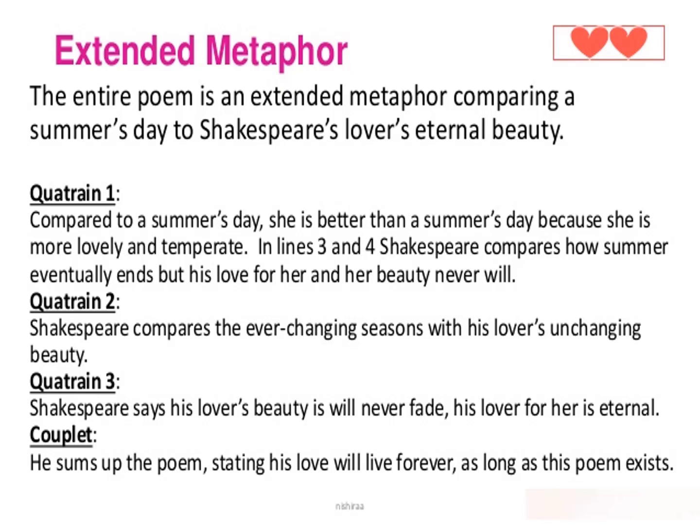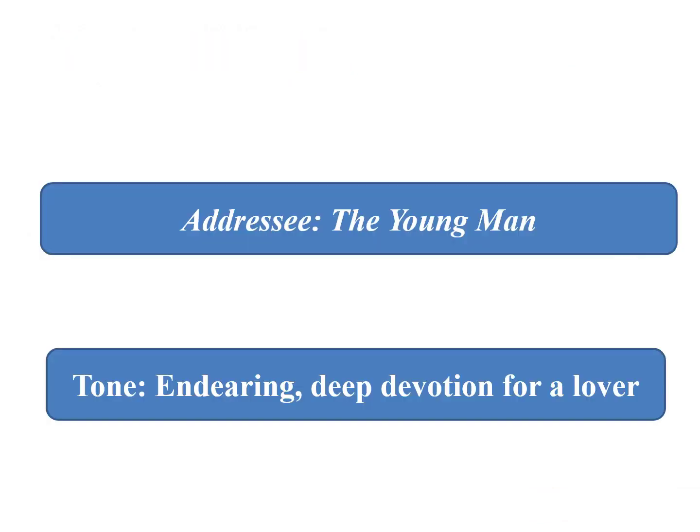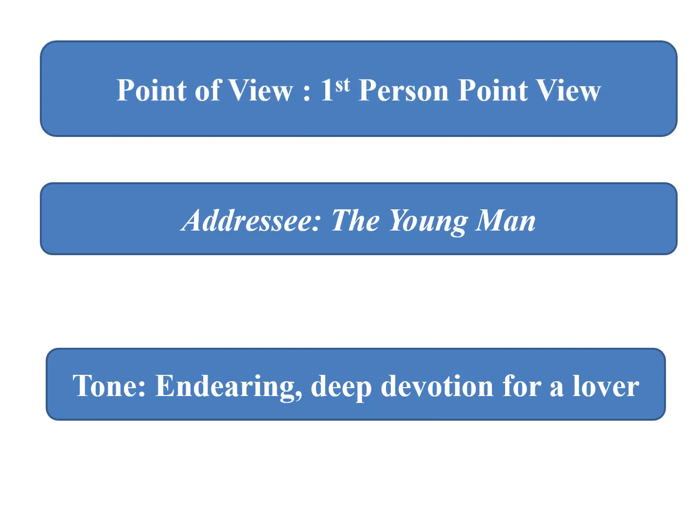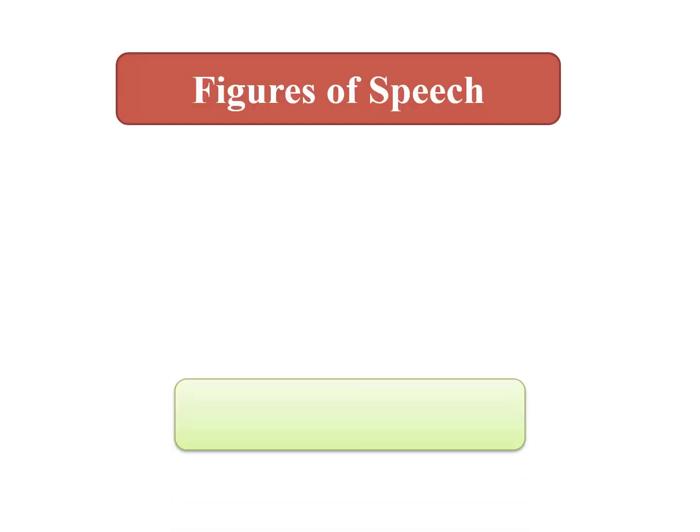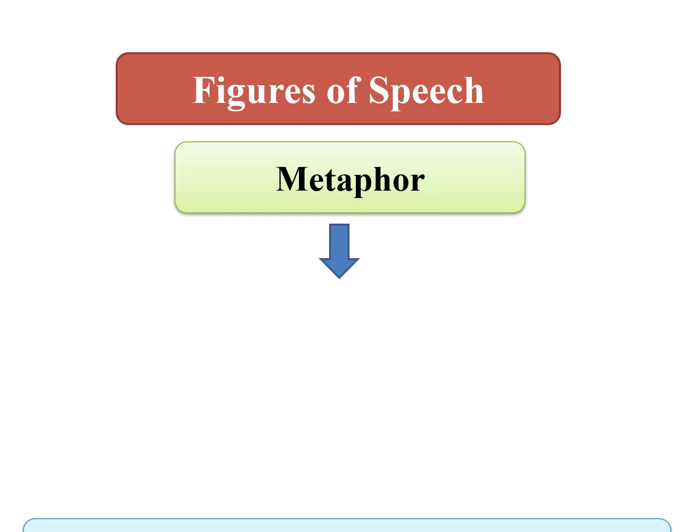To be an extended metaphor, you must remember that when you see that the whole poem is actually a metaphor, that is called an extended metaphor, and it is a rare case we have seen, not all the time. And to whom does he address it? The young man. Obviously from the first person point of view, he addresses everything. And the addressee, who is the addressee? The addressee means a young man. Okay. And the tone is enduring deep devotion for a lover. And the figures of speech in this piece, you do that yourself.